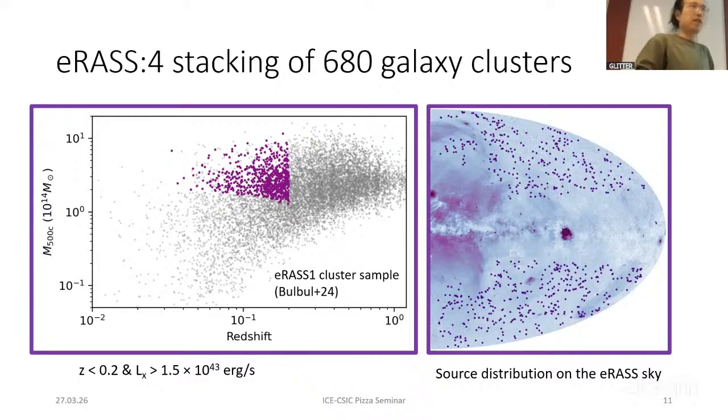We select these objects at low redshift, and not really high mass, but in the mass range of galaxy cluster regime, massive halos. And on the right, you see the sky distribution of those objects, because we don't like to include the high background or foreground regions. So we exclude those, and we only select objects from clean sky.